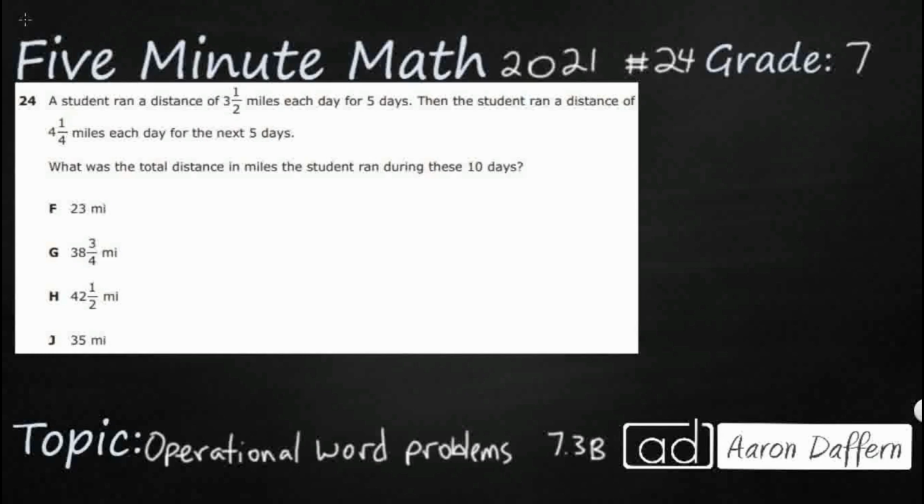So we've got a student running 3.5 miles for 5 days, and then 4.5 miles for the next 5 days, and so a total of 10 days. What's the total distance? So there's several ways that we could solve this problem. Let me show you one that you might not think of, and that is to draw a picture.